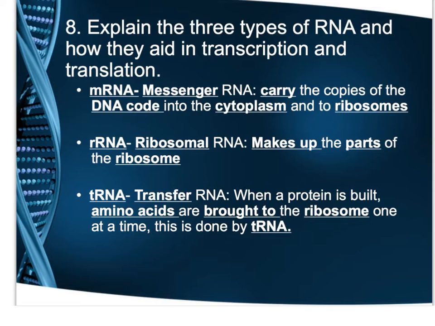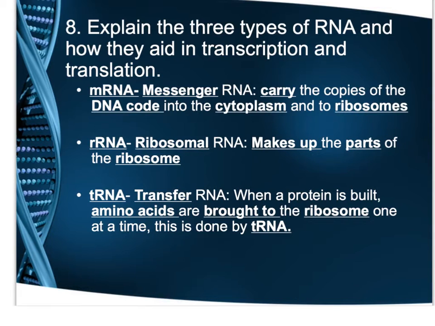rRNA stands for ribosomal RNA, and this RNA simply makes up ribosomes. It makes up the parts of the ribosome. Ribosomes are made out of RNA, and the specific kind of RNA that they are is ribosomal RNA, which is what this small r stands for. And finally, tRNA. That T stands for transfer RNA. We'll learn about this a little bit more when we get to translation.